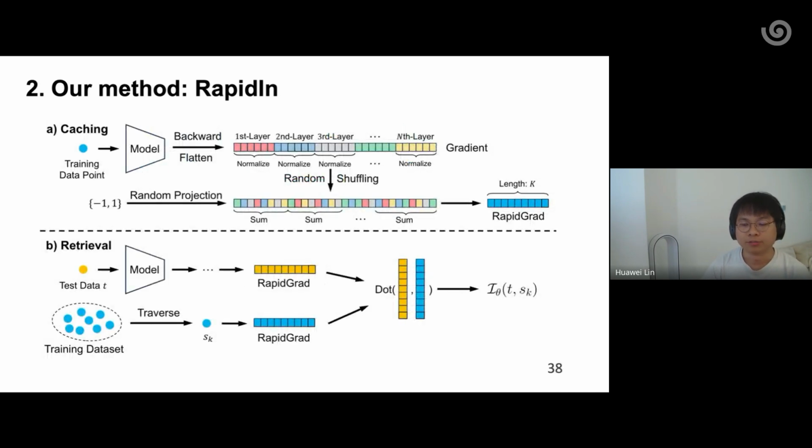And this is the overview of our two-stage framework. In the caching stage, we compress the gradient vector and cache them. And then in the retrieval stage, for a text generation, we compute the influence score by taking the inner product between the compressed vector of the text generation T, and the other vector from the training data that we cached before. Okay, this is our framework.